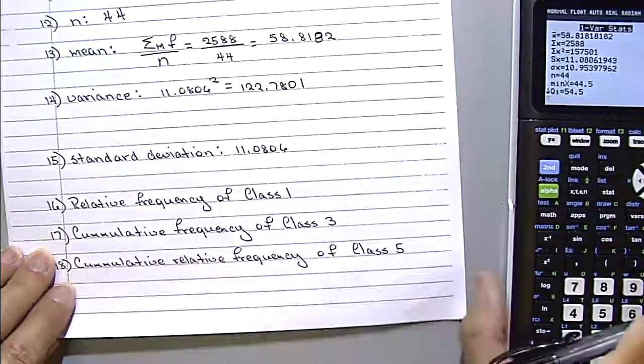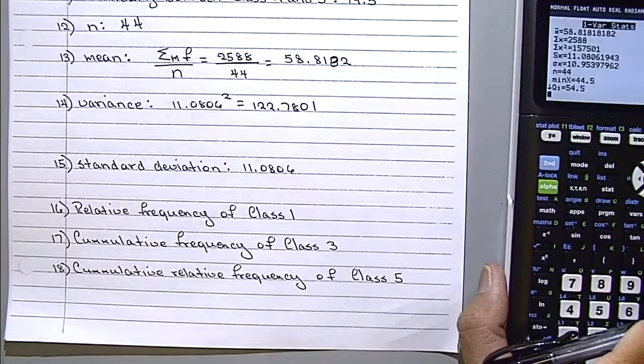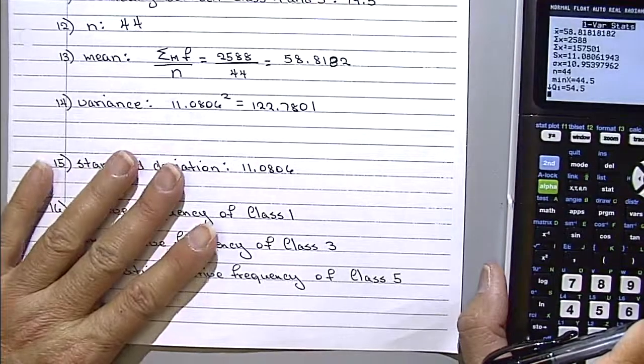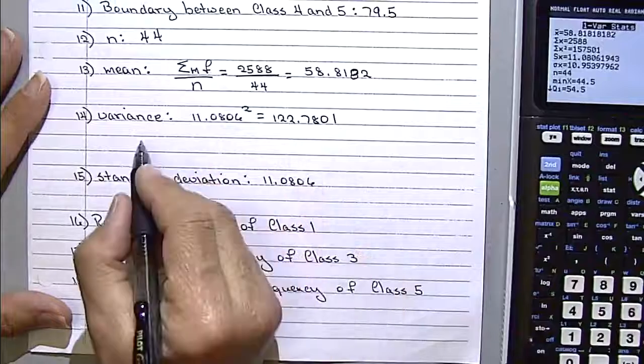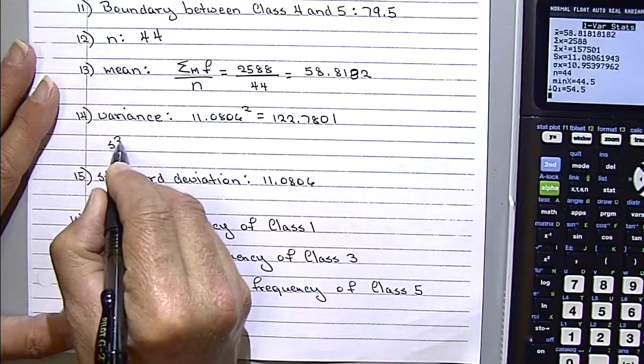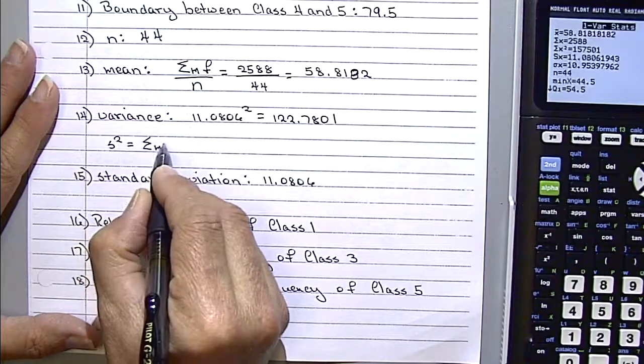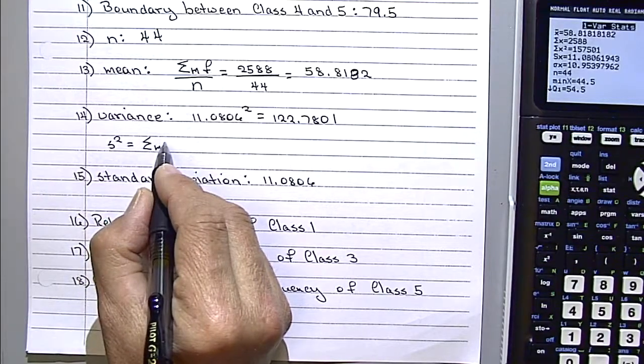Now, variance is the only calculation that I did not do for you if you're doing this without the graphing calculator. But let me show you the variance formula real quick. For grouped data, the variance formula is S squared is equal to the sum of midpoint times frequency. Wait, let me make sure I got this right.